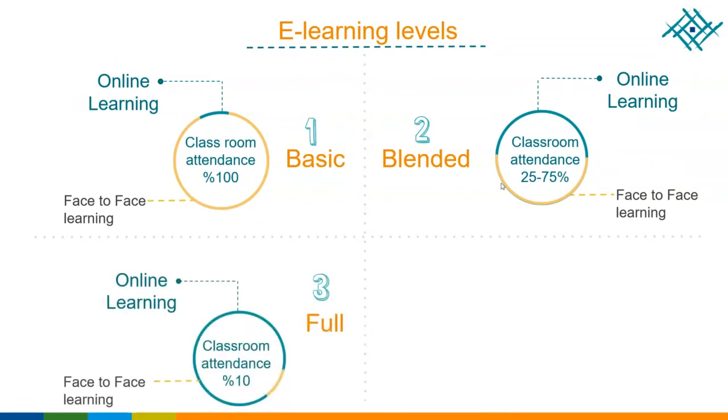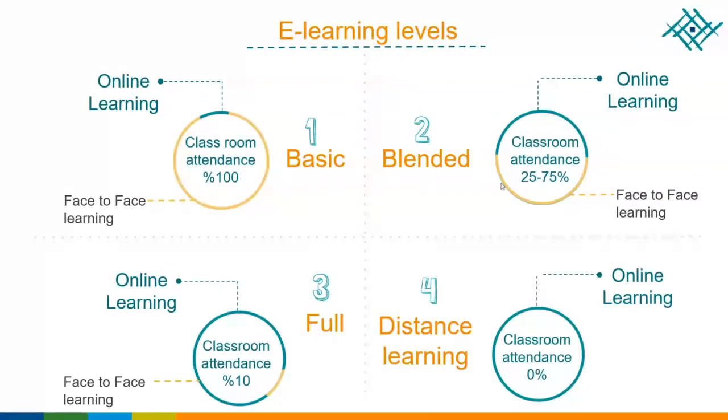And we have what we call full online learning. The classroom attendance is only about 10%. This is another type of online learning. Face-to-face learning is only 10%, and the remaining 90% of the learning will be online with the full type of online learning. The student should come to the university only 10% of the time.